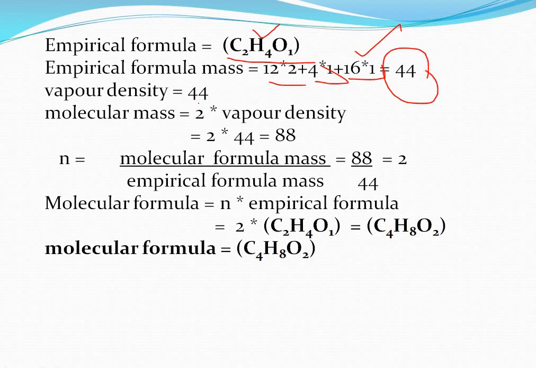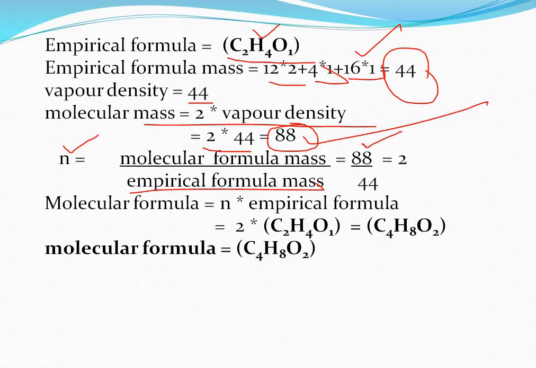Okay. Now the vapor density is also given as 44, right? Now you calculate the molecular mass. The molecular mass formula is 2 into vapor density. Calculate 2 into 44, it is 88. So the molecular mass is 88. Now you need to calculate the value of n. n equals the molecular formula mass divided by the empirical formula mass. The molecular formula mass that we calculated with the help of vapor density comes out 88, and the empirical formula mass that we calculated is 44. So the value of n comes out to be 2, right?